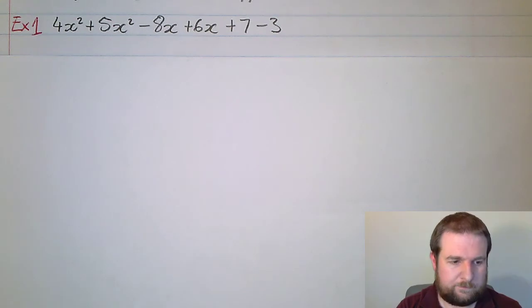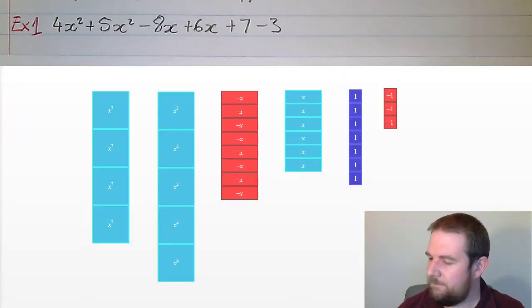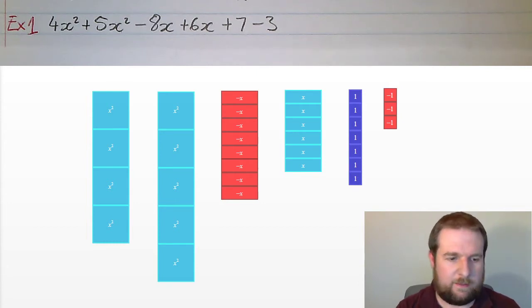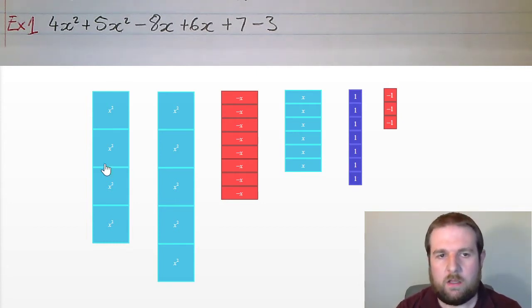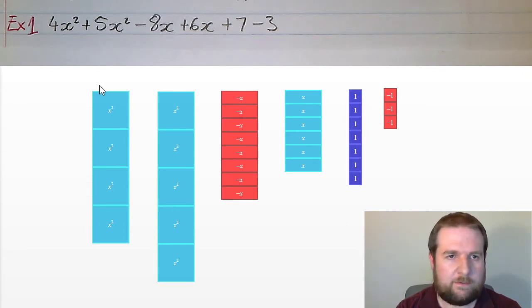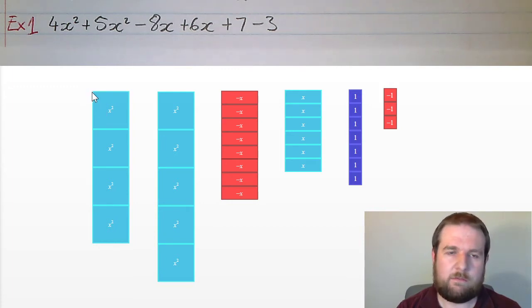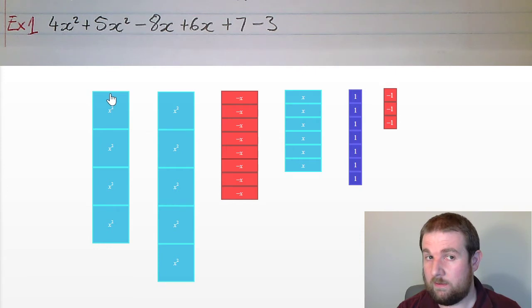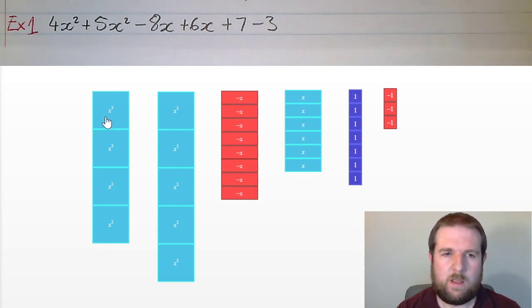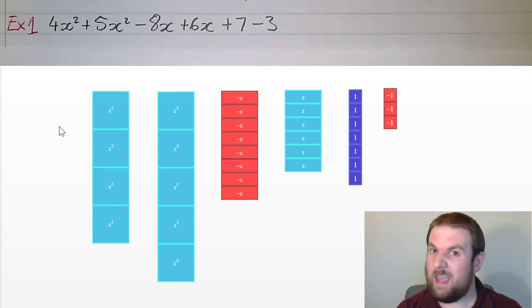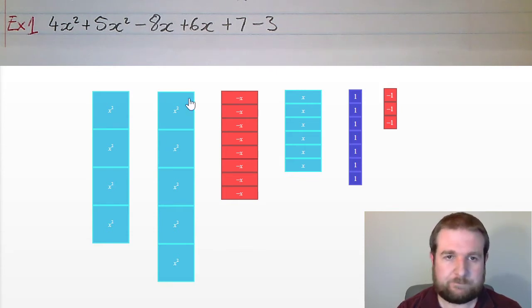Well, this is how we can actually visualize this expression. So you'll notice here that I have these squares which represent x squared. Now the reason they represent x squared is because if we say they have a width of x and a height of x, then their area is the result of multiplying those two values, x and x, which would be x squared. And here I have 1, 2, 3, 4 of them. So this represents 4 times x squared, so it's 4x squared. So this represents our first term in our expression.